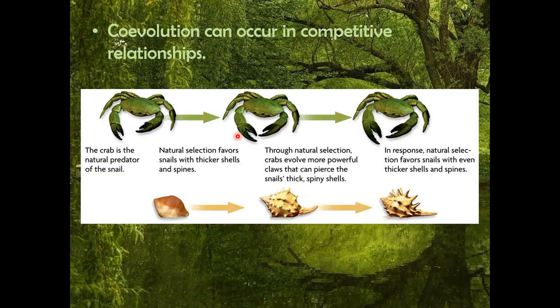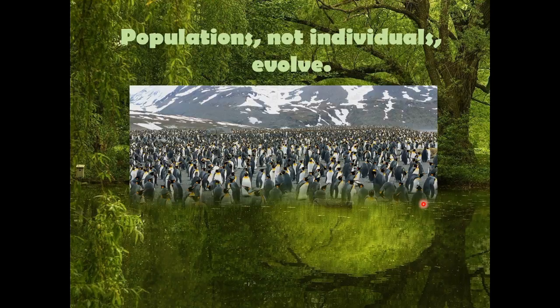Okay, so in order for a crab to eat the snail, it has to have big enough claws to break the shell, which then natural selection will favor thicker shells, because the ones that have thick shells survive longer and are able to have offspring. But then the thicker, spinier shells favor crabs with bigger claws, because they want to be able to eat, which then favors shells that are thicker and spinier, which in turn favors bigger claws on the crab. So in response to one another, they're developing new traits and passing those on to their offspring.